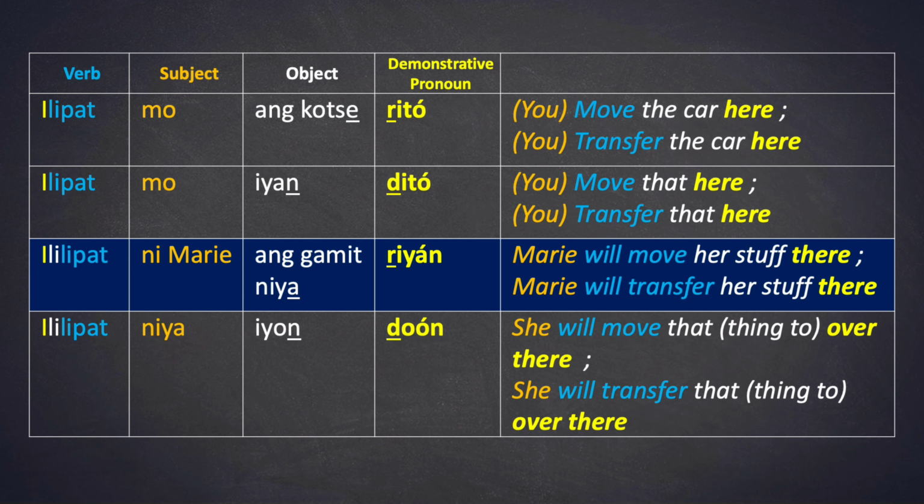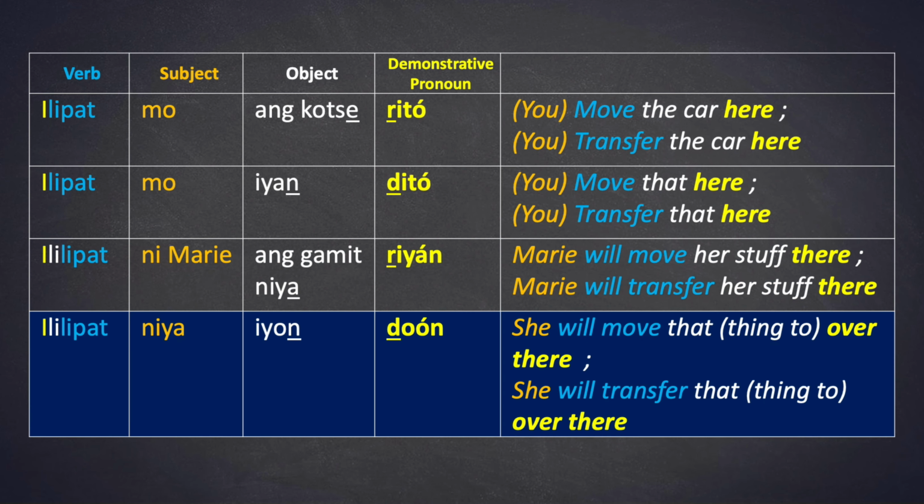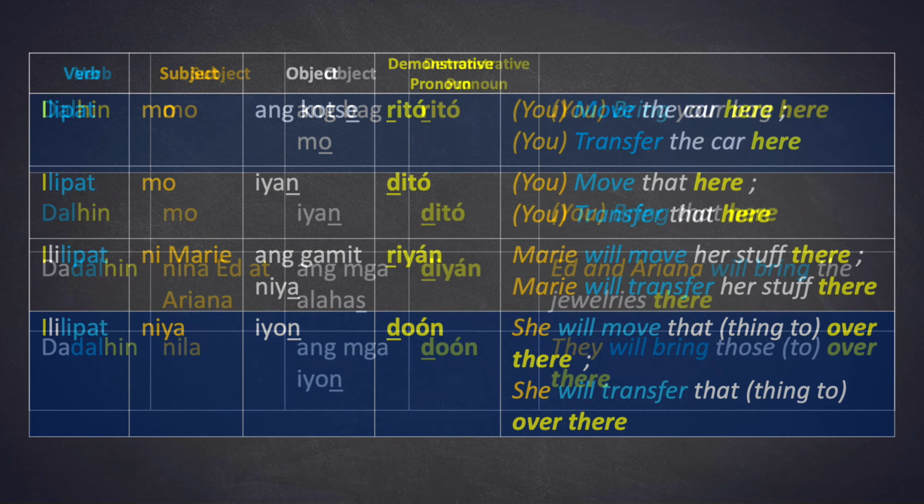Ililipat ni Marie ang gamit niya riyan. Marie will move her stuff there or Marie will transfer her stuff there. Ililipat niya iyon doon. She will move that over there or she will transfer that over there.